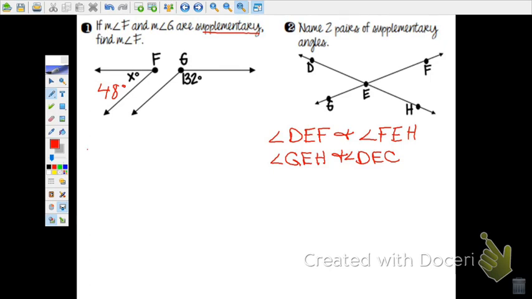There are some other combinations that we could use also. But again, any 2 angles that add up to 180. So in our example, they make a straight line. DEG is what she meant to say. Oh, DEG, thank you.